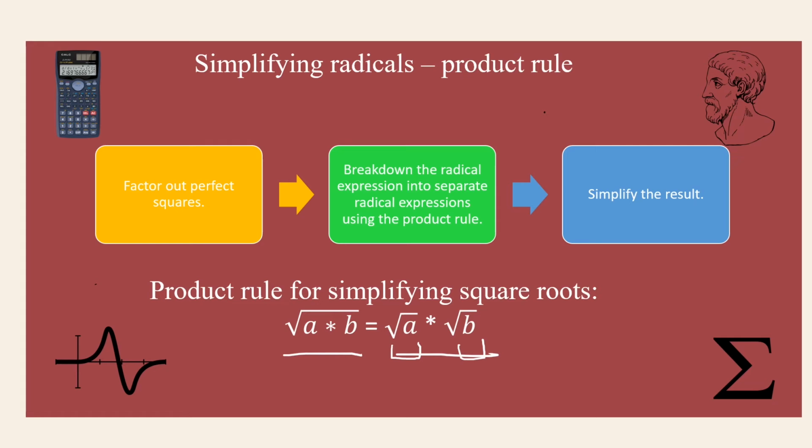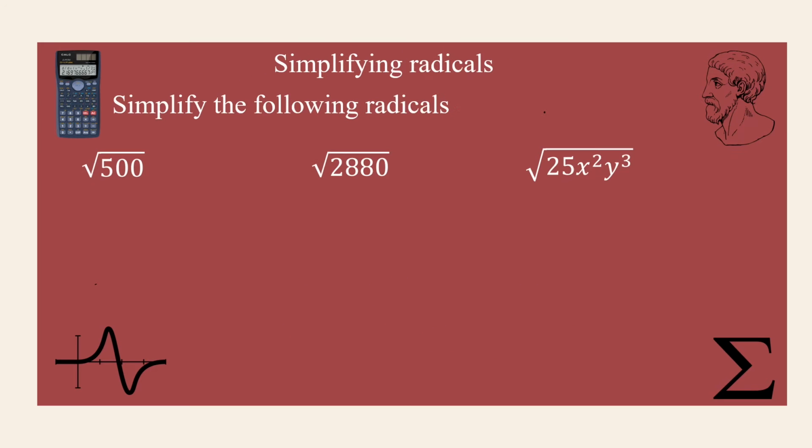Usually what you want to do is factor out perfect squares. If you see a number, you want to figure out if there's a perfect square in there somewhere, and then you factor that out. You break down the radical expression into separate radical expressions using this product rule, and then you simplify the result. Okay, so let's get started and try an example.